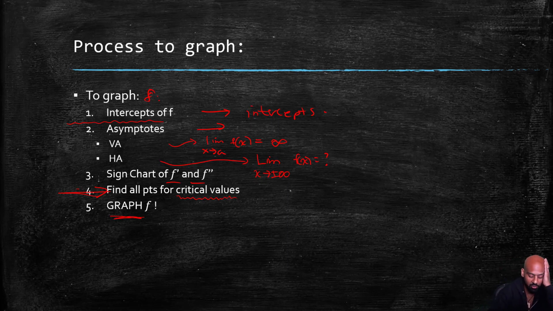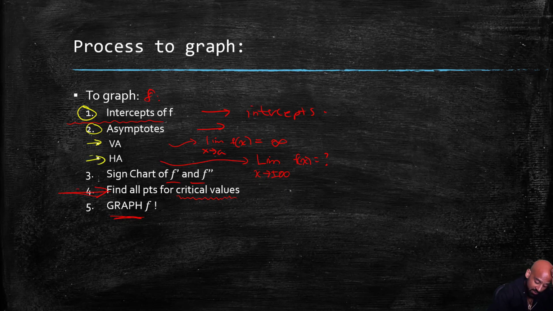So let me go through and re-highlight all the basic info you're going to need. Intercepts: that was done by setting the actual function equal to 0 and solving. But everything else requires calculus. The asymptotes, that's a limit problem, and that's another limit problem.